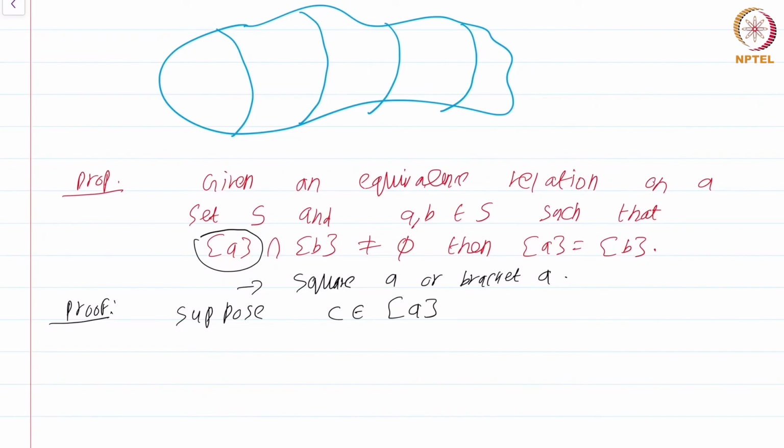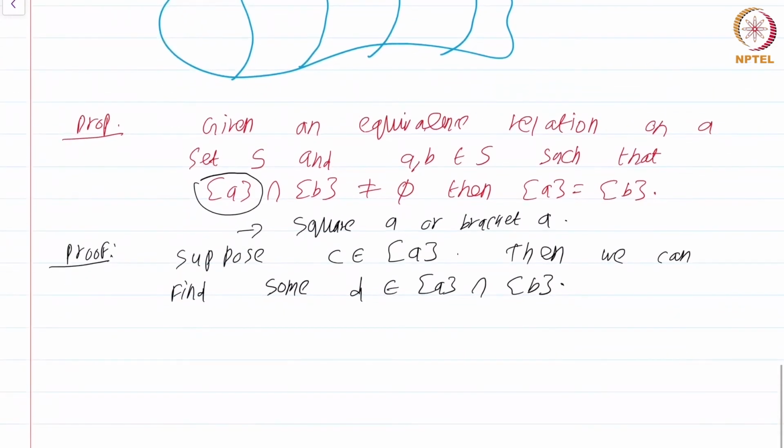Then we can find, first of all, some D which is there in the intersection. Okay. Now let's write down what is the meaning of D belongs to [A] intersect [B], the equivalence classes. It just means that D is related to A and D is related to B, because the equivalence class is the collection of all elements that are related to the particular element B or A.